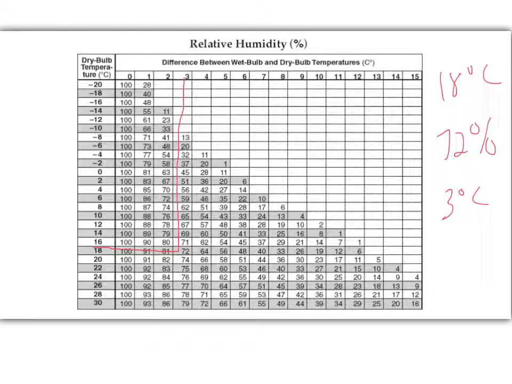Now what that tells me ultimately is the difference. So if I want to know what the wet bulb ultimately was to begin with, all I have to do is take my dry bulb, which is 18 degrees Celsius, and subtract the difference I found. And you'll end up with 15.